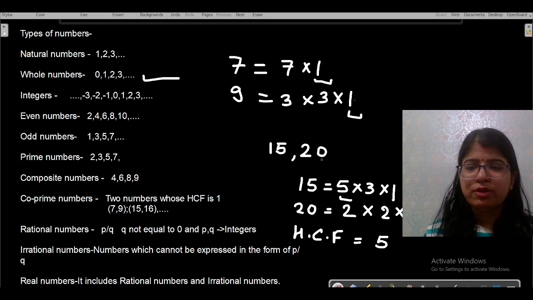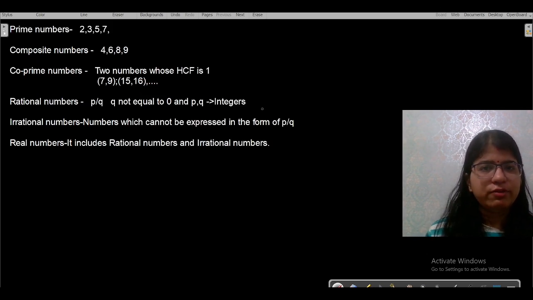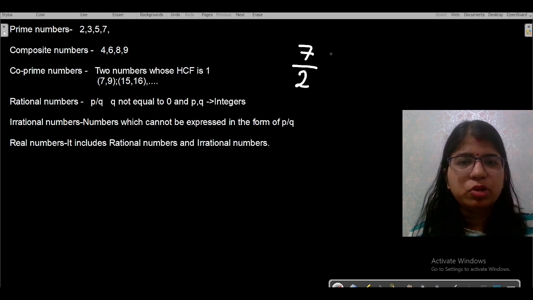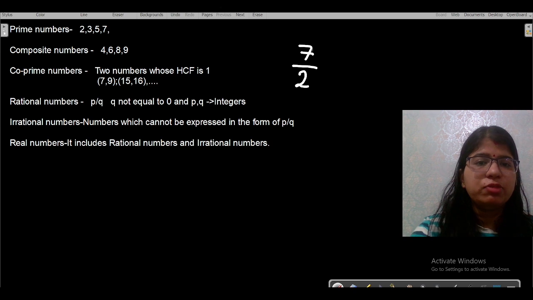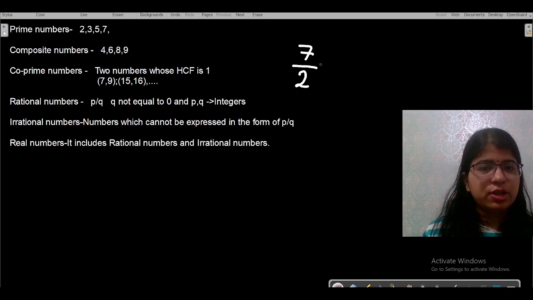If it is not, then it will not be a co-prime number. Now students, we will see what is a rational number. Let me give you an example. If the number is 7 upon 2, will it be called a rational number? Yes, it will be a rational number because it can be expressed in the form of P upon Q, and here Q, which is the denominator, is not equal to 0. So 7 upon 2 will be a rational number.